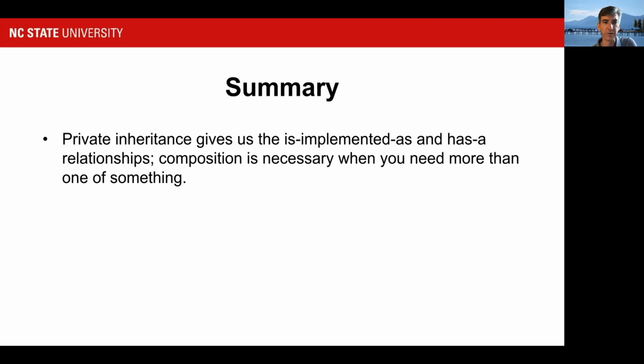Okay, so in summary, private inheritance gives us the is-implemented-as and the has-a relationships. But composition is necessary when you need more than one of something.